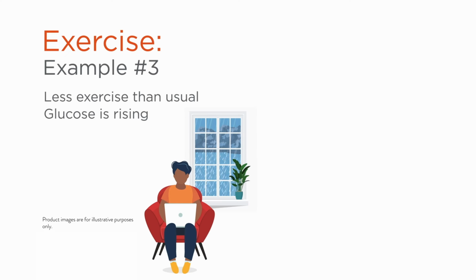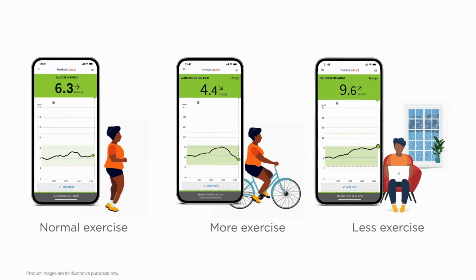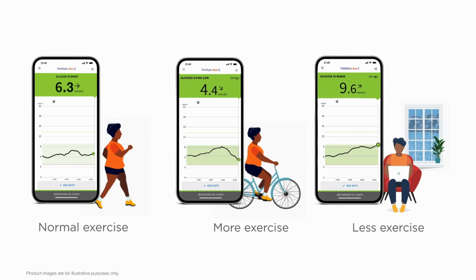Another day it's raining and you decide to skip your walk. That evening you scan or view and notice that your glucose is rising. Looking at all 3 readings, can you see the difference between usual exercise, more, or less exercise?